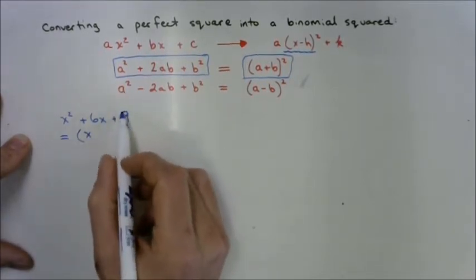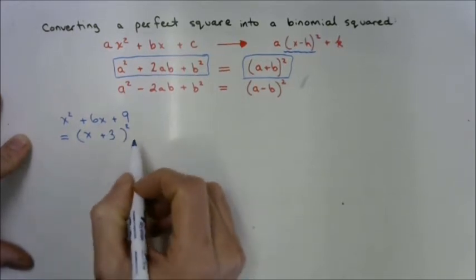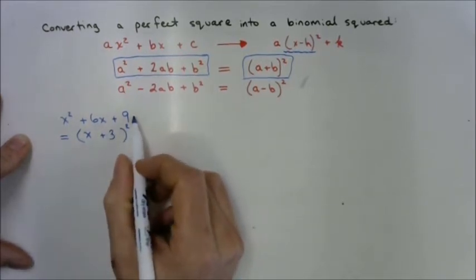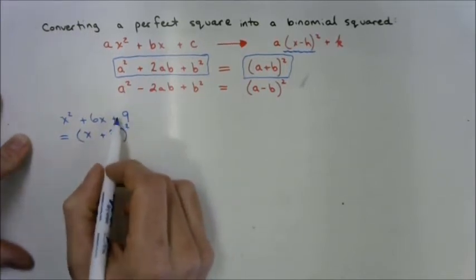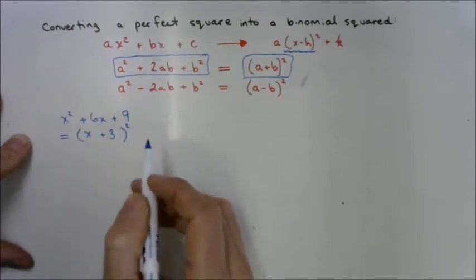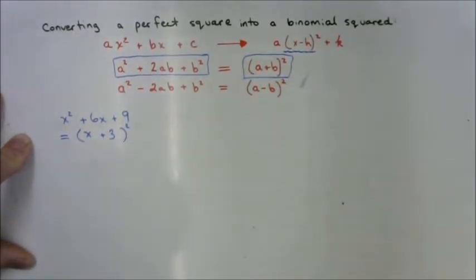Okay, and the square root of my last term, 9, is 3. Done. This is exactly the same as this. It's now a binomial squared instead of a 1, 2, 3 trinomial. Okay? I'm going to write down my other problems so that we can rip through them real quick.